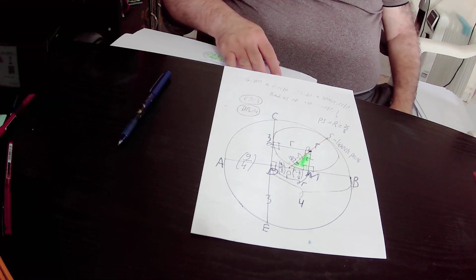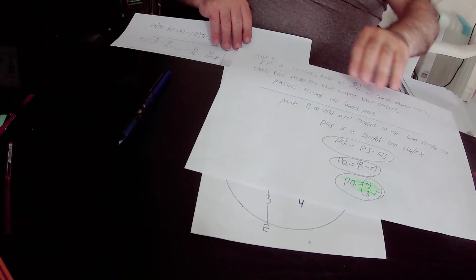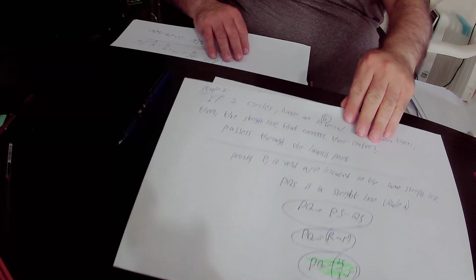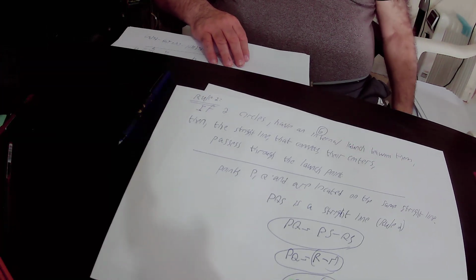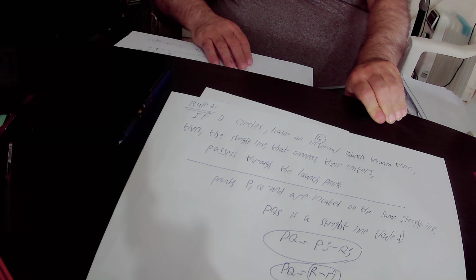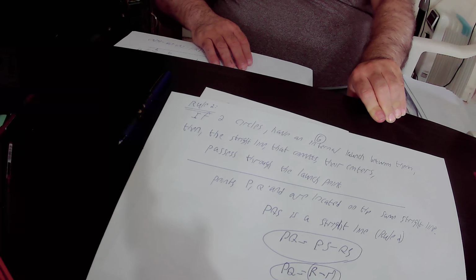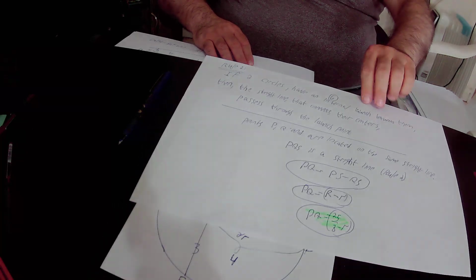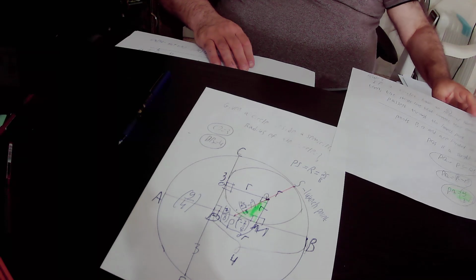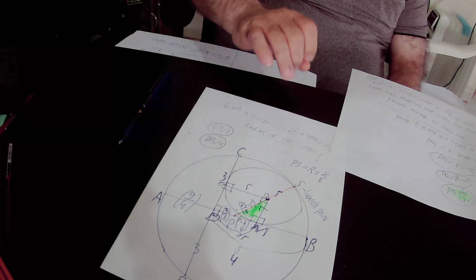Okay? Then I presented to you rule number 2. According to rule number 2, if two circles have an internal tangency between them, then the straight line that connects their centers passes through the tangency point of the two circles. Okay? So here, as I already mentioned, we have in this drawing an internal tangency between the big circle and the small circle.